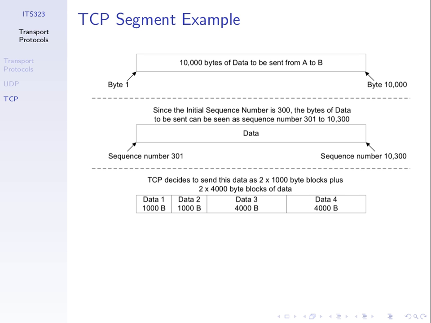In the example I've shown on this slide, let's say that TCP decides to send that in 4 different segments. It's a little bit of an artificial example in that it's unlikely to happen like this, but it just illustrates how we use sequence numbers. TCP decides of this 10,000 bytes, let's send it in one segment that contains 1,000 bytes, in a second segment that contains 1,000 bytes, and then 2 more segments, each containing 4,000 bytes. That's up to TCP how to split that up.